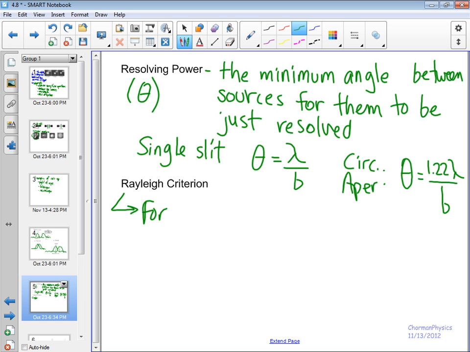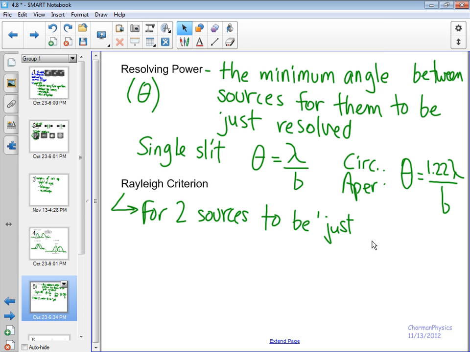The Rayleigh criterion, or Rayleigh criterion, depends on how you pronounce it, for two sources to be just resolved.